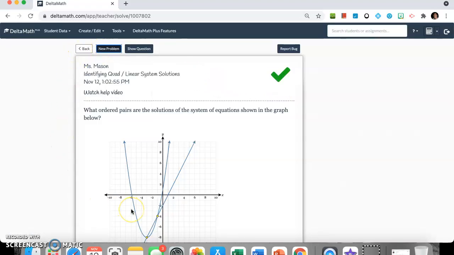So that is how you're going to solve systems of equations by graphing. And if they ever ask for a solution to equations, whether it's a parabola or linear, you just find their intersection points.